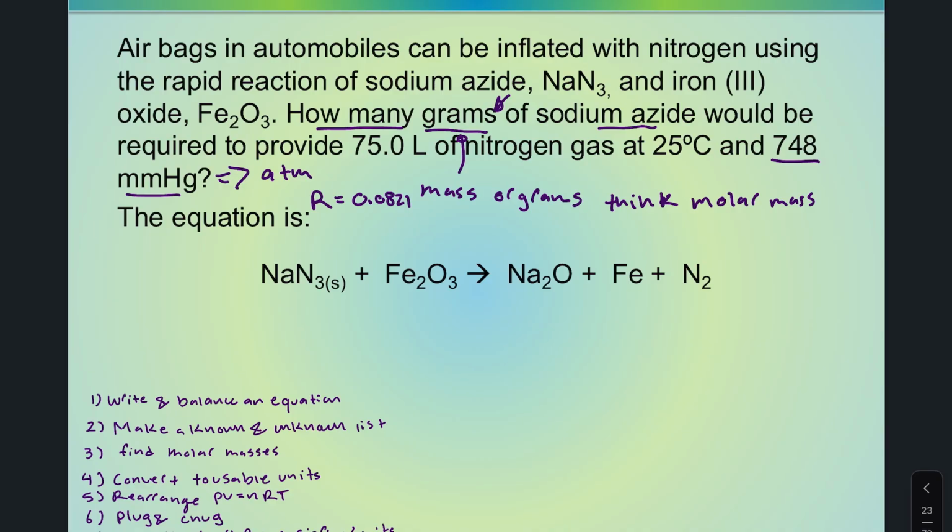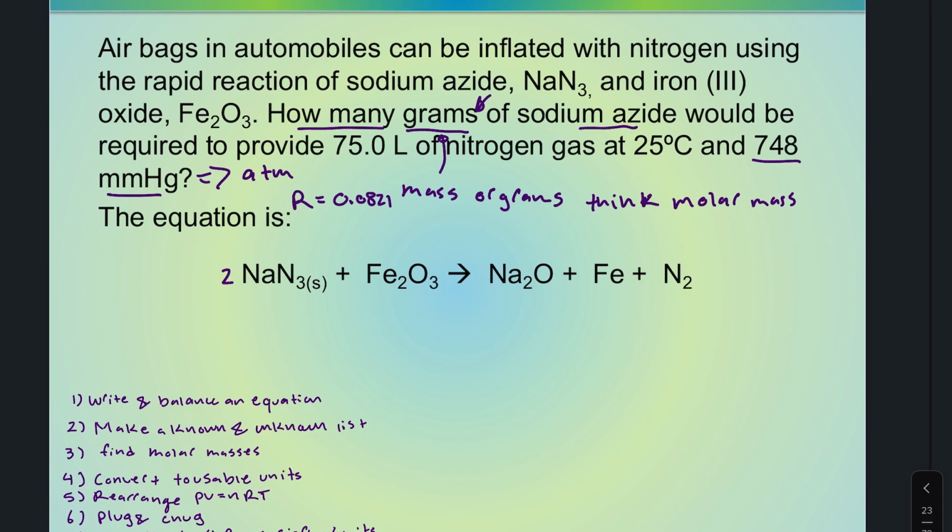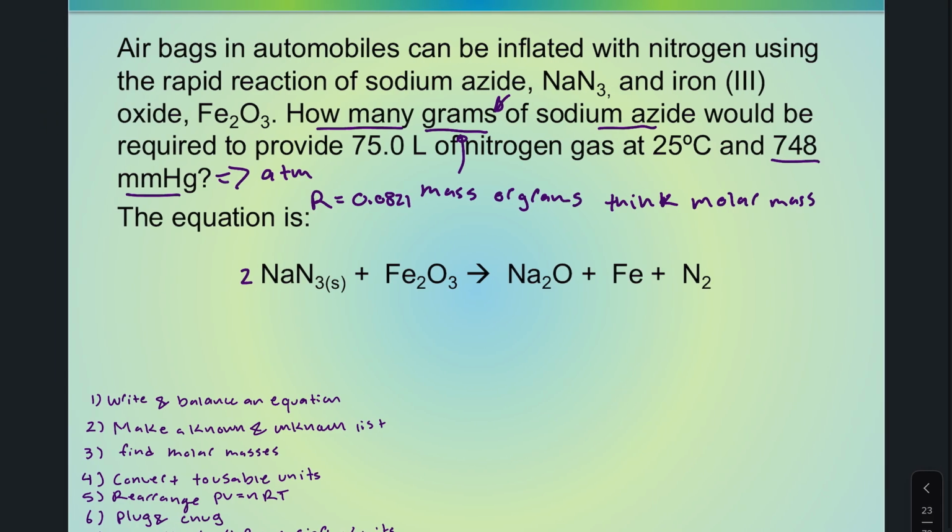Okay, so we have sodium. We have one sodium on the left, two on the right. So I'll put a two right here for now. And we might have to change it, but that changes the number of nitrogens I have to 6, so I'll put a 3 right here, and that is that. Now, the iron, we'll move on to the iron.